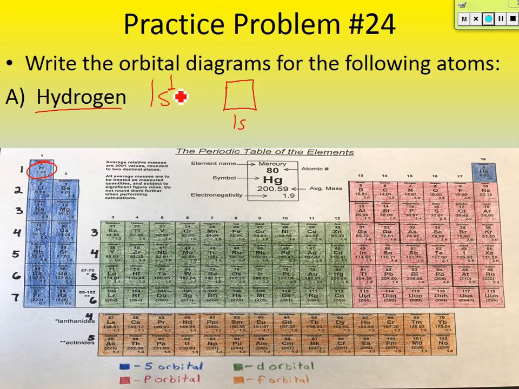So how many arrows do I need in there? Just 1. You're going to draw an arrow pointing upwards. The arrow is pointing straight up. Okay? And that's our answer. Circle that. That's our orbital diagram for hydrogen.